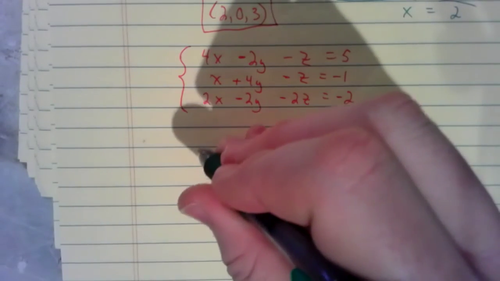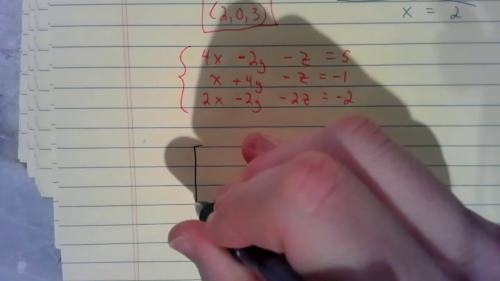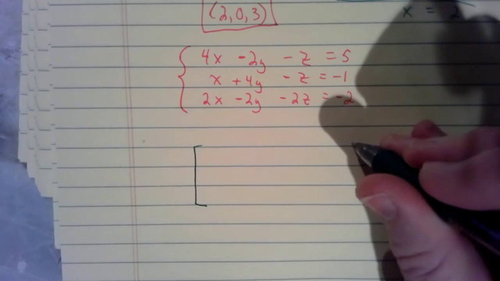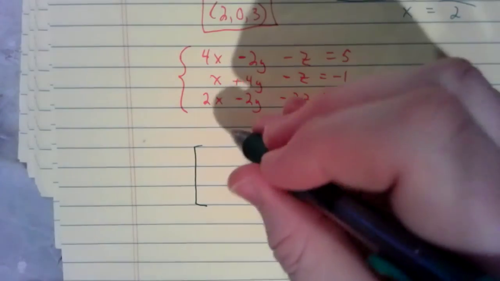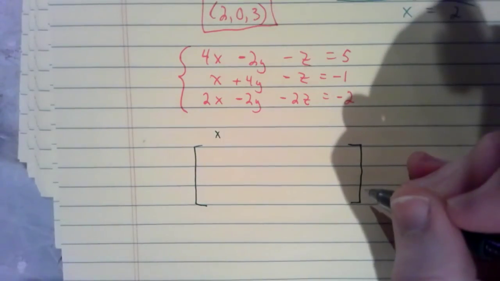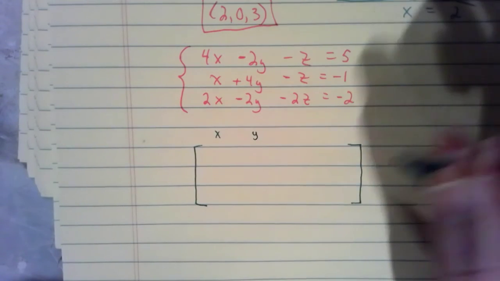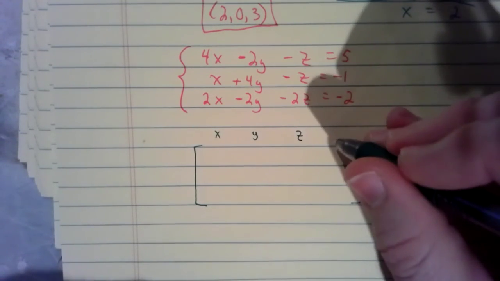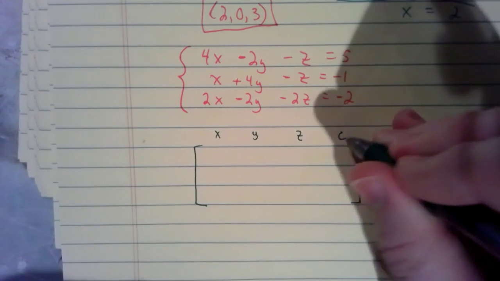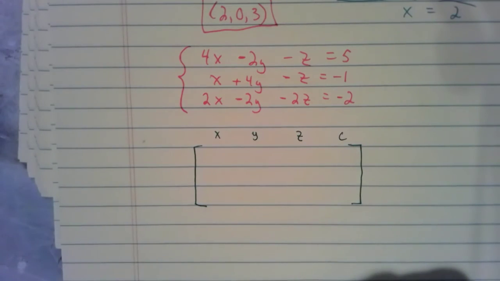So a matrix, right, it looks like this. All right. Now everything's lined up. I've got all my x's lined up. So I'm going to make an x column. I'm going to make a y column. I'm going to make a z column. And then on the other side of the equal sign, I'm going to make just my constant column. Okay? And that's essentially how it's going to work.